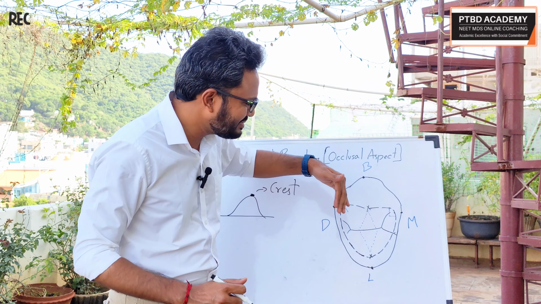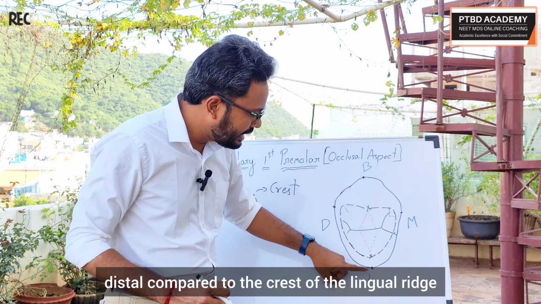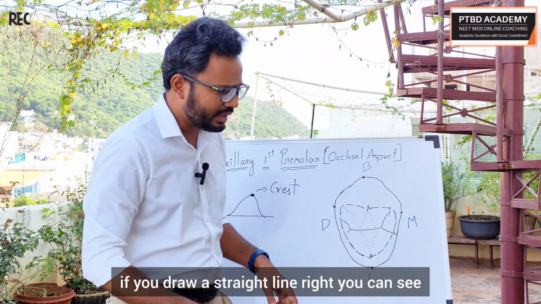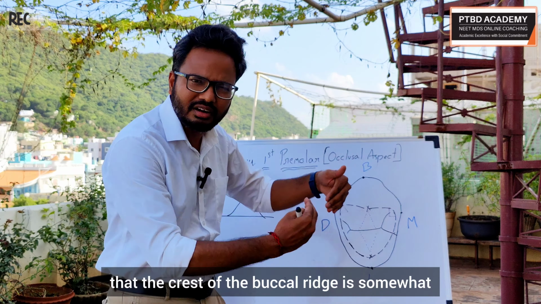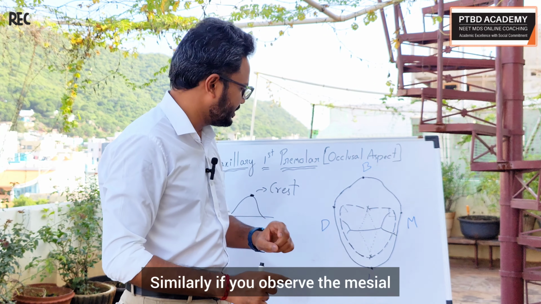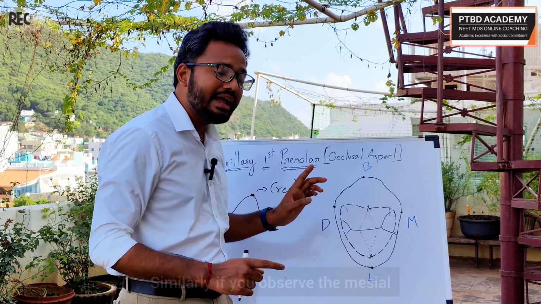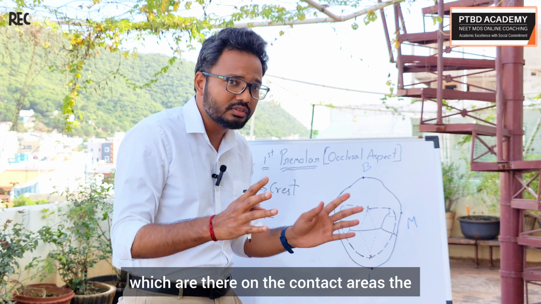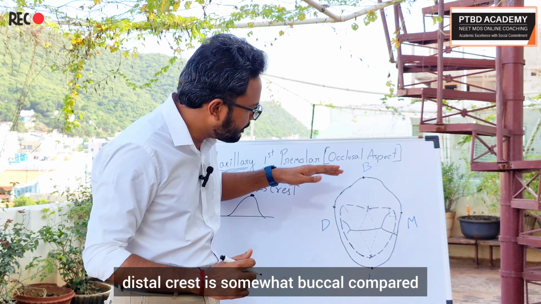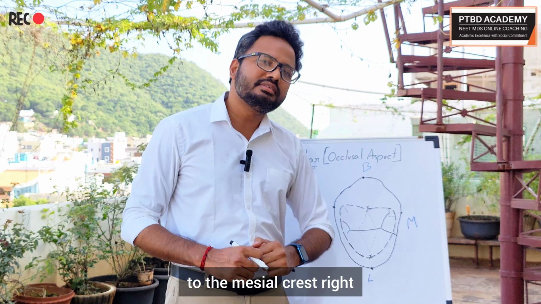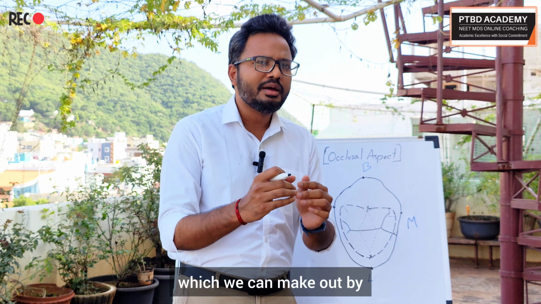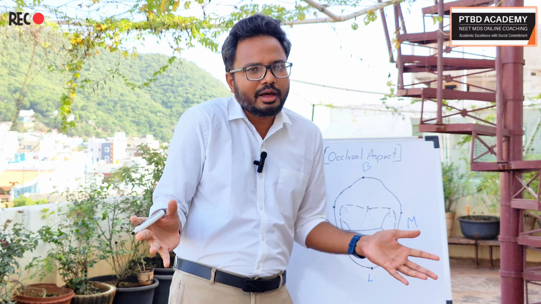Now, if you keenly observe the crests, you can clearly notice that the crest on the buccal ridge is somewhat distal compared to the crest of the lingual ridge. If you draw a straight line, you can see that the crest of the buccal ridge is somewhat distal compared to the crest of the lingual ridge. Similarly, if you observe the mesial and distal crests on the contact areas, the distal crest is somewhat buccal compared to the mesial crest, right? So these are again some of the initial impressions which we can make out by intent observation.